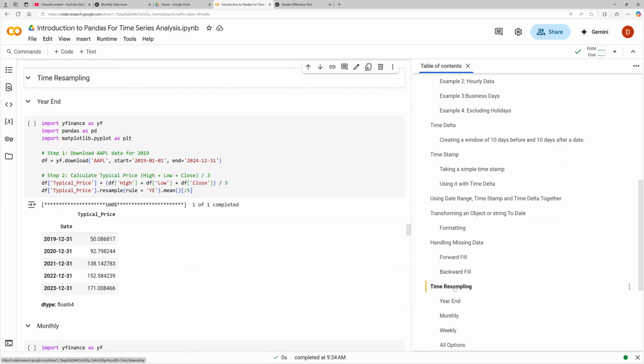Now we're going to talk about time resampling. Now we could do these or resample by year end. So I've got this data here from 2019 to 2024. And then I do year end and I pick the first five values. Okay, so each year, 2019, 2020, 2021, 2023, we get the mean. And there's obviously an increase here.